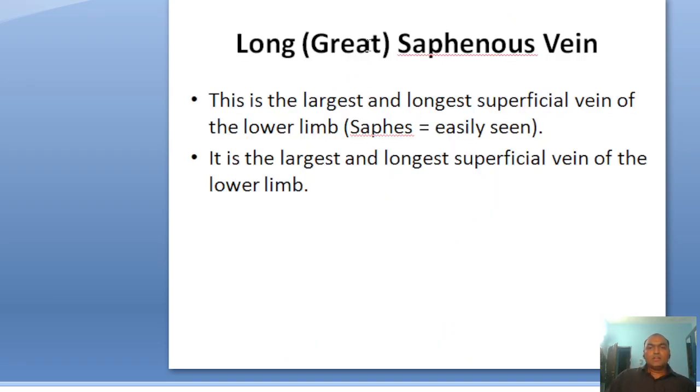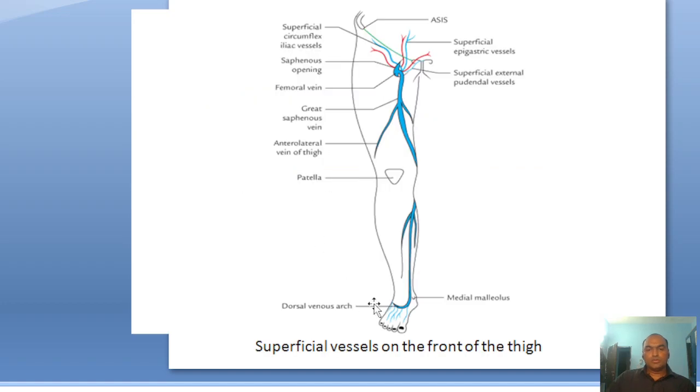Okay, and among the cutaneous veins, in this compartment a very important vein is the long or great saphenous vein. This is the vein seen in front of thigh. It is the largest and longest superficial vein of the lower limb. Saphenous means easily seen. So this is the great saphenous vein.